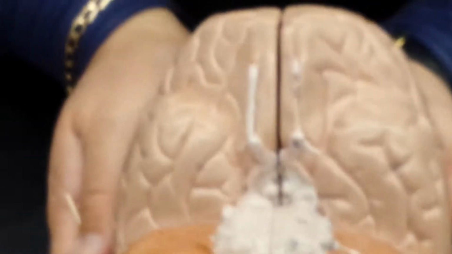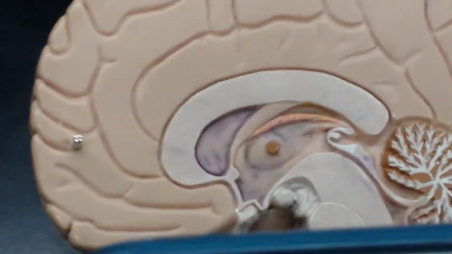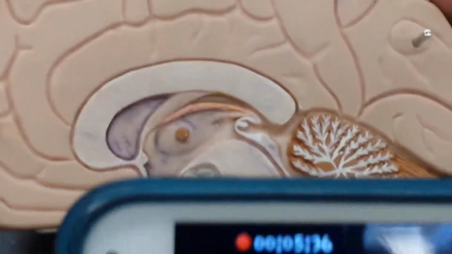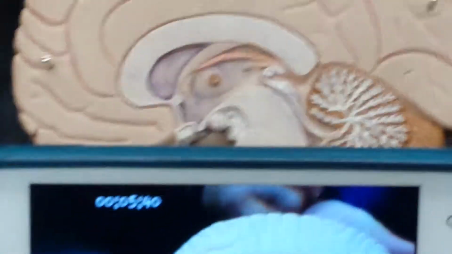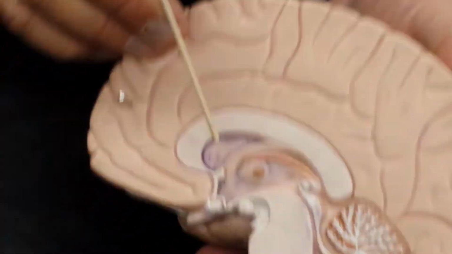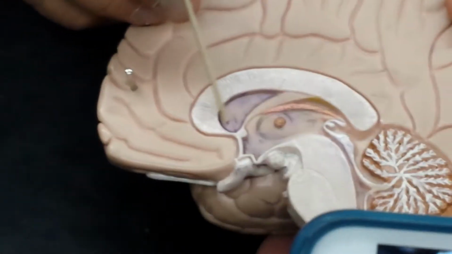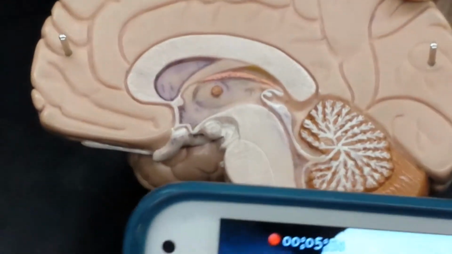The corpus callosum. What does that do? It's the largest white matter tract in the brain. It connects the right and left cerebral hemispheres. The septum pellucidum is this membrane here. It separates the right and left ventricles.